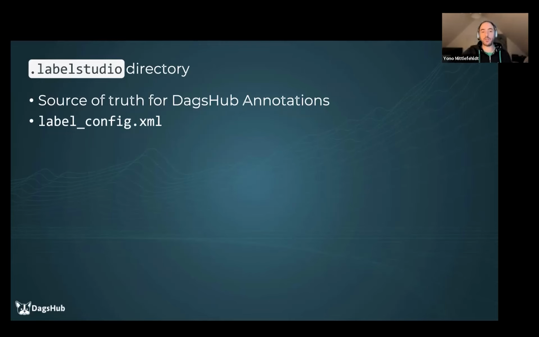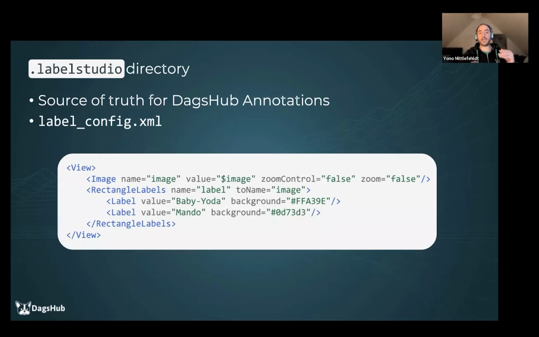And what do I mean by label schema? Well, let's take a look at an example. This is basically telling Label Studio what kind of data it can expect. So in this case, an image, and what kind of labels or what kind of annotations should be associated with this data. In this case, rectangular labels, so bounding boxes. And you can see that the choices for what a bounding box might be is either Baby Yoda or Mando. Additionally, it has the color choices for the user interface. So this label config is the schema of the label, and it only appears once in that .label studio directory.